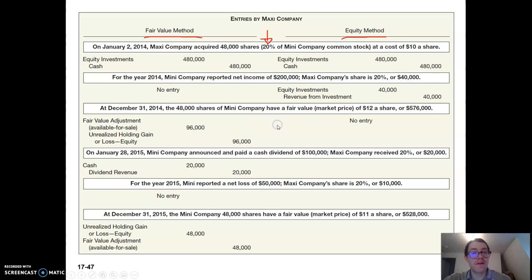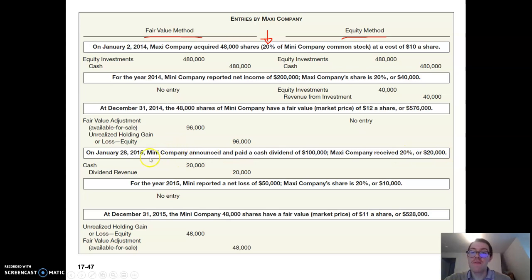Under equity method accounting, no journal entry for this. Let's move on to the next year. January 28, 2015, Mini Company announces and pays a cash dividend of $100,000. Maxi Company receives 20%, of course, because they own 20% of the shares, or $20,000.